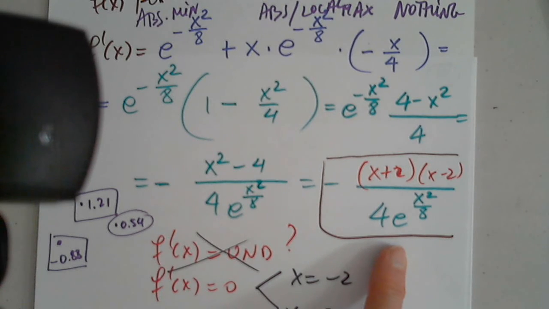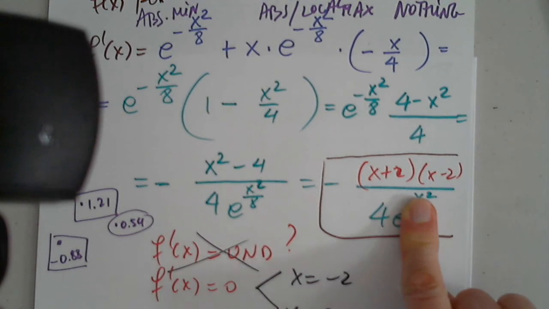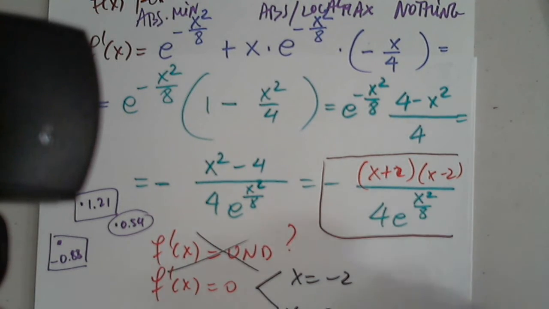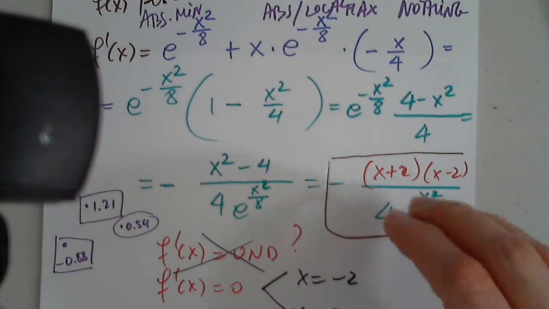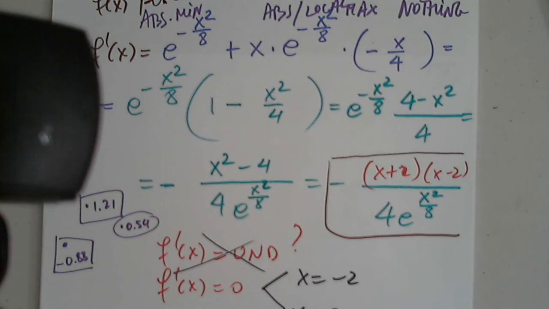By looking at this derivative and knowing the graph of the exponential function, that it never touches 0, and never touches 0 times 4, this is never undefined. This function is never undefined because the denominator is never 0.